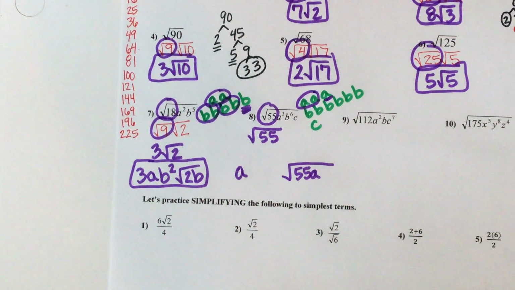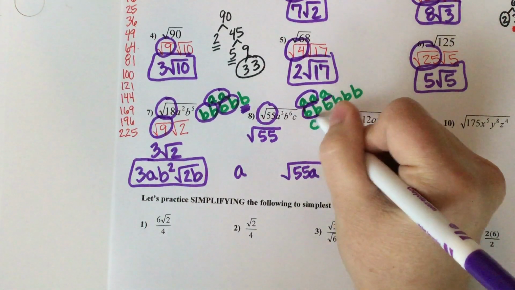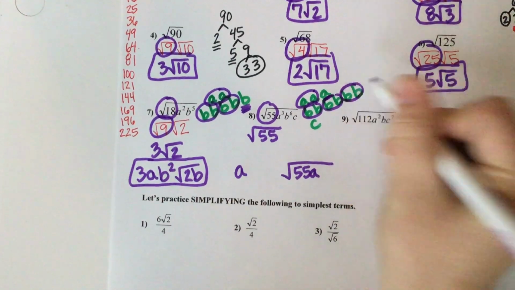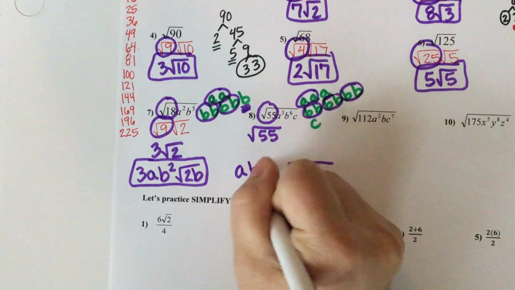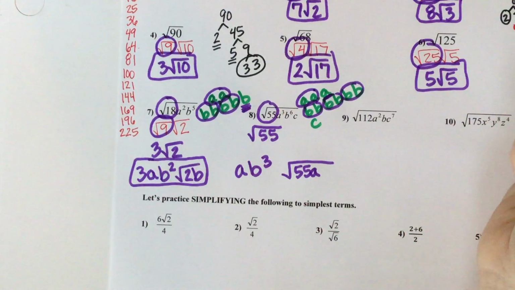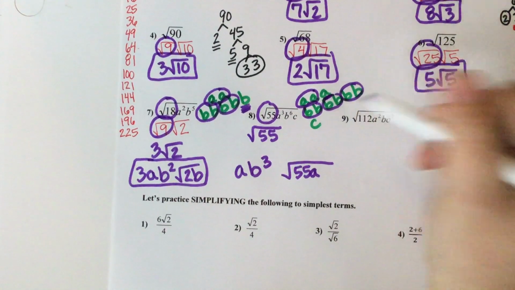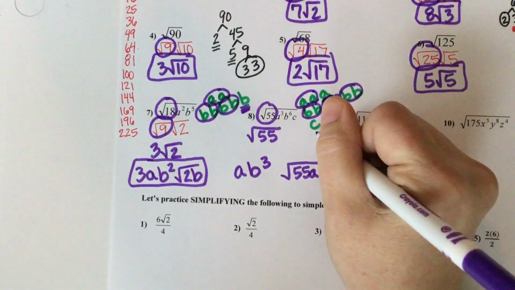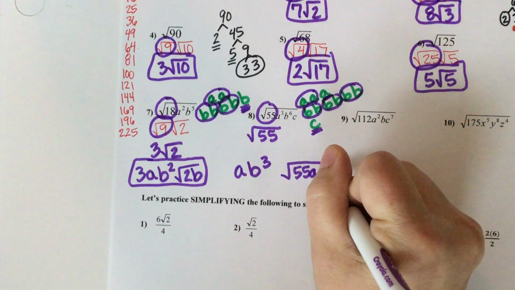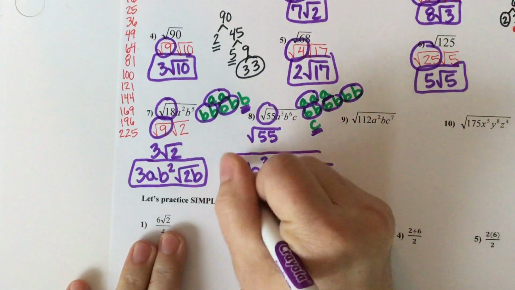Okay, how many pairs of B's do we have? 1, 2, 3 pairs. So you write that as B cubed. And there's none that don't have pairs, so none get trapped under. And then do you have any pairs of C's? Nope. So this C that doesn't have anybody to pair up with, he's trapped under too. And that's your answer.